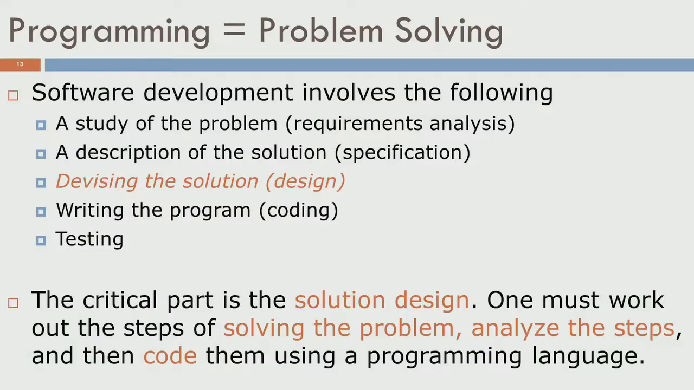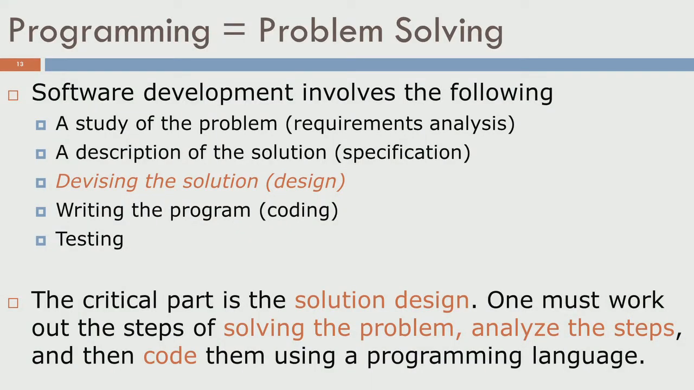Any software development process starts with understanding the problem. You should first of all understand what the problem is. Typically the problem is stated in English, so that is called requirements analysis. From there you get a precise specification of the problem, usually mathematically specified, and you devise the solution. Given a problem you design the solution, and once you have the design, then you write it in a program. You could write it in any programming language.